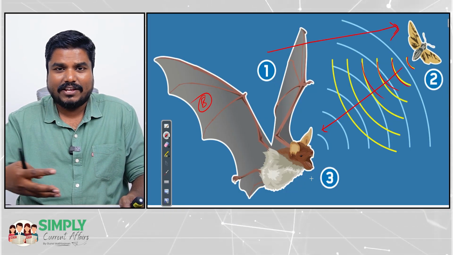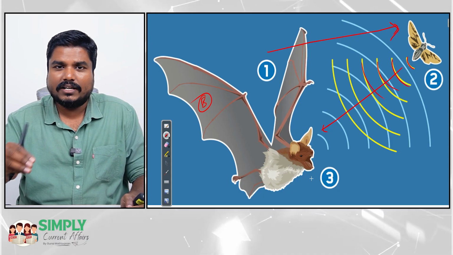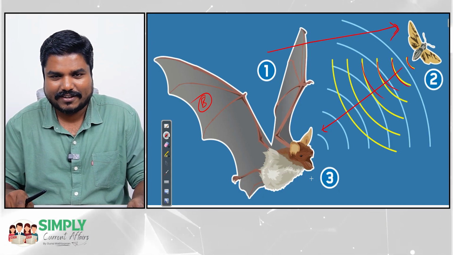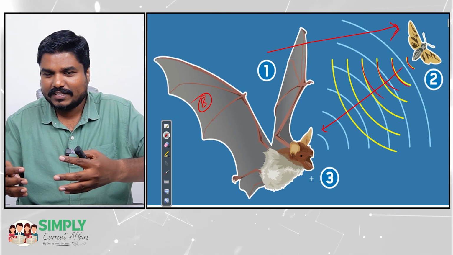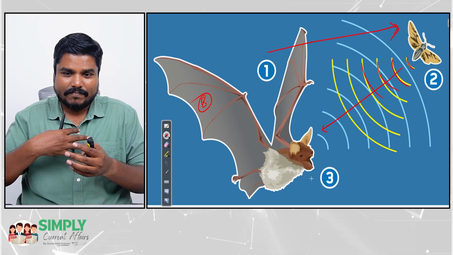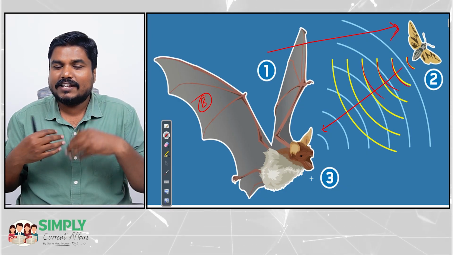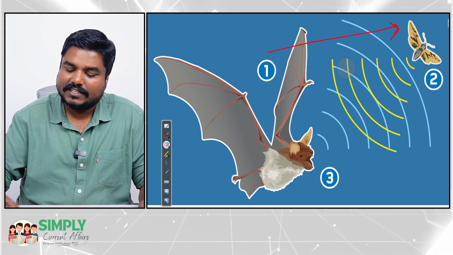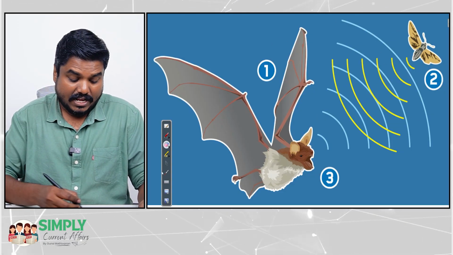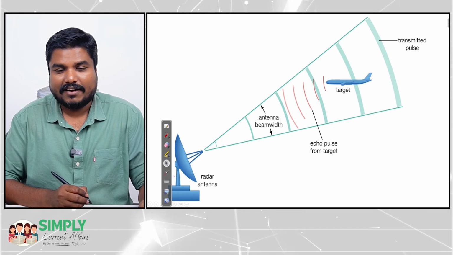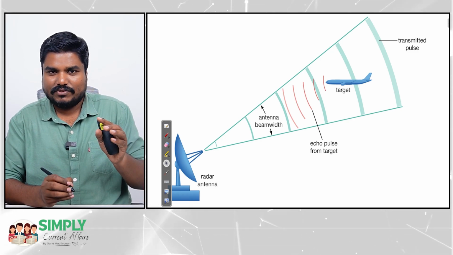So whether it is a tree or a big animal or some small insect, the bat will identify everything using this echolocation technique. It emits sound waves, the sound waves hit the object and are reflected, the bat captures the reflection and then identifies it. The same technique is used in the radar. Radar means radio detection and ranging. The radar system uses similar techniques.